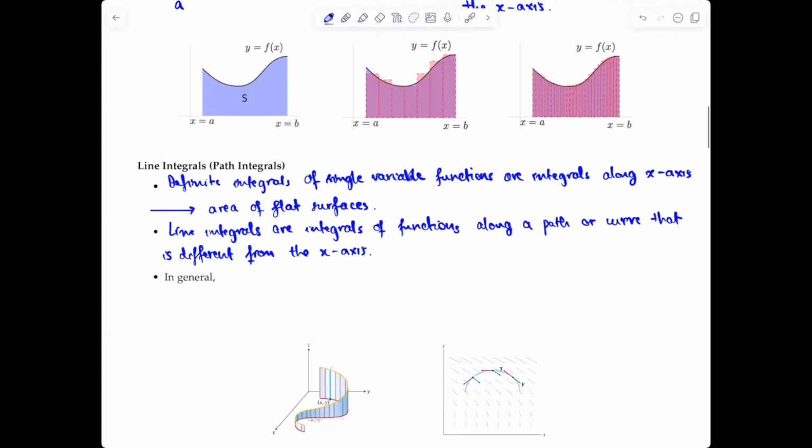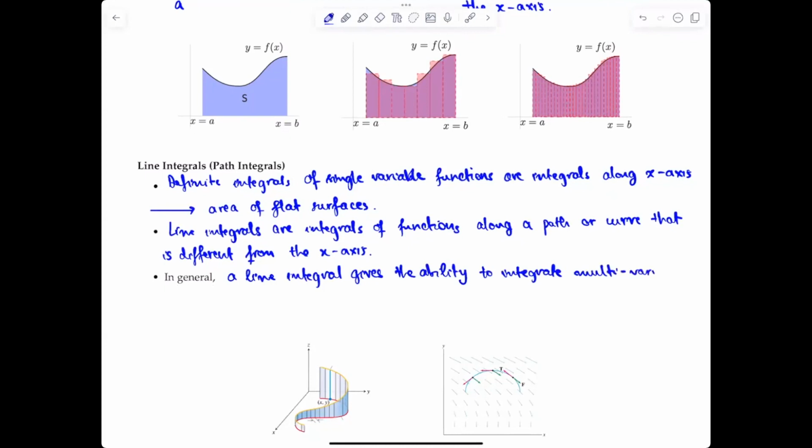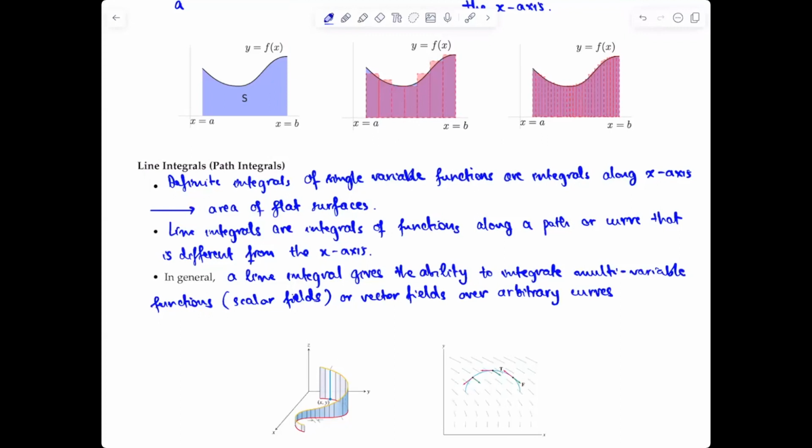So in general, a line integral gives the ability to integrate multivariable functions, or scalar fields, or vector fields, over arbitrary curves in the plane or in space.